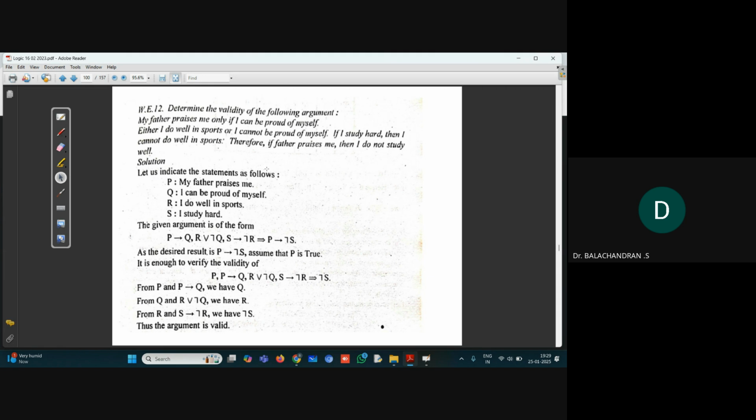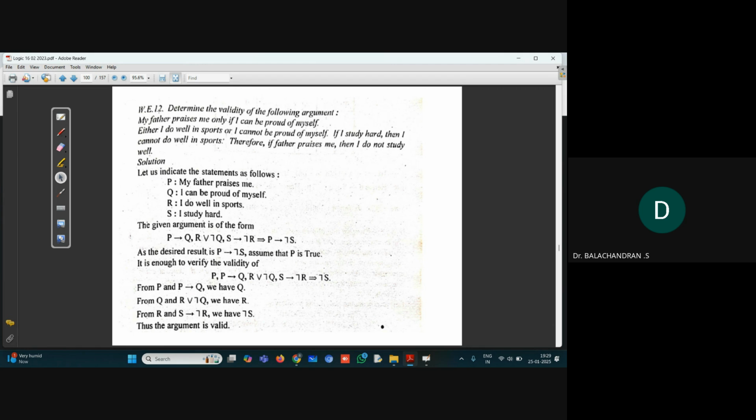So let us indicate the statements as follows. P is my father praises me. Q, I can be proud of myself. R is I do well in sports. S is I study hard. So I think only these four. Right. This is in the symbolic form like this.